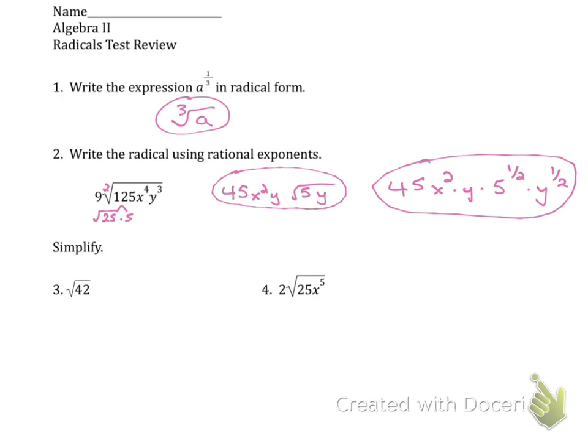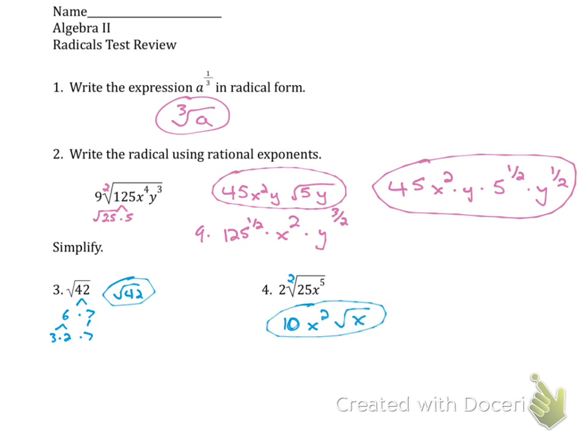Number 3, the prime factors of 42 are 3, 2, and 7, so you can't simplify it any further. So it's just square root of 42. Number 4, 25 is a perfect square. 5 times 2 gives you 10. And then the index number of 2 goes into 5 twice. We have an x left inside the radical.